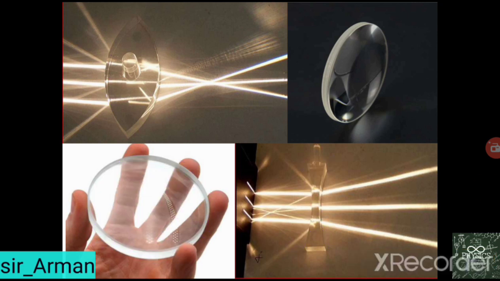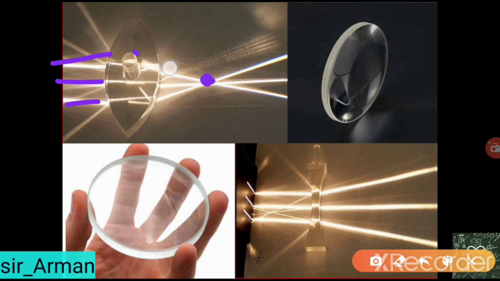If you pass parallel rays through the convex lens, then after refraction from the lens they will meet at a point. See here, they are meeting at a point. That point is called the principal focus, and the distance between the center and that point is called the focal length. Here you can see that the rays converge, and hence it is also known as a converging lens.